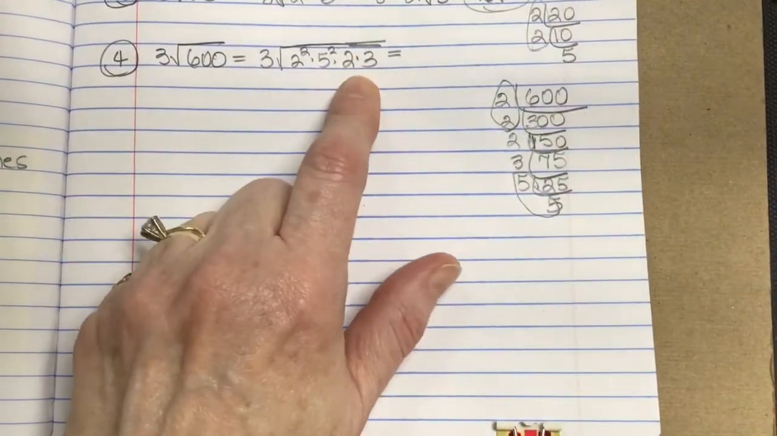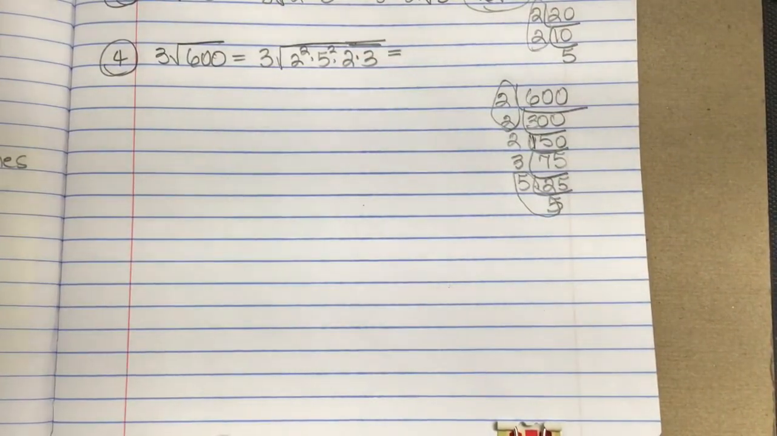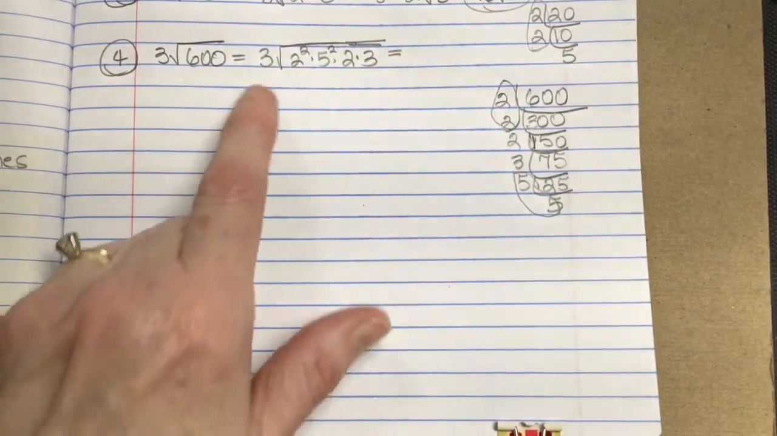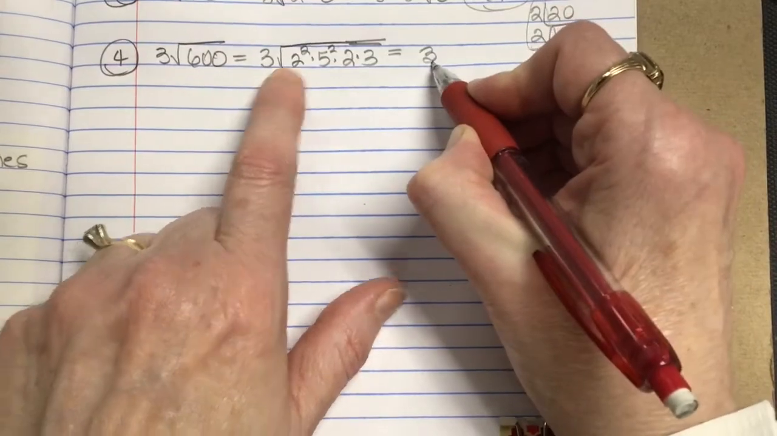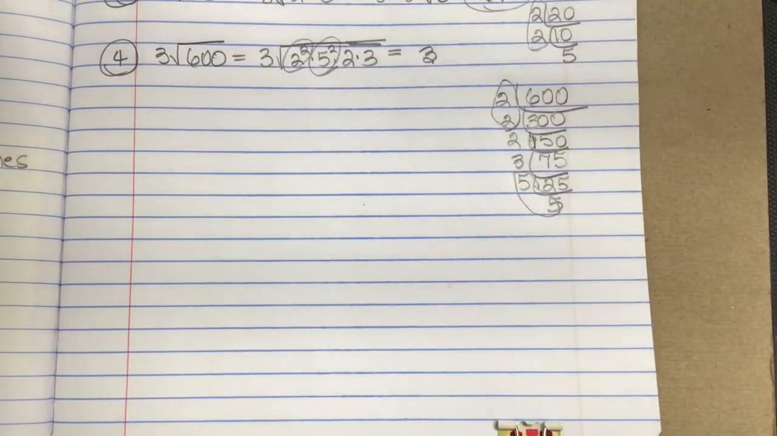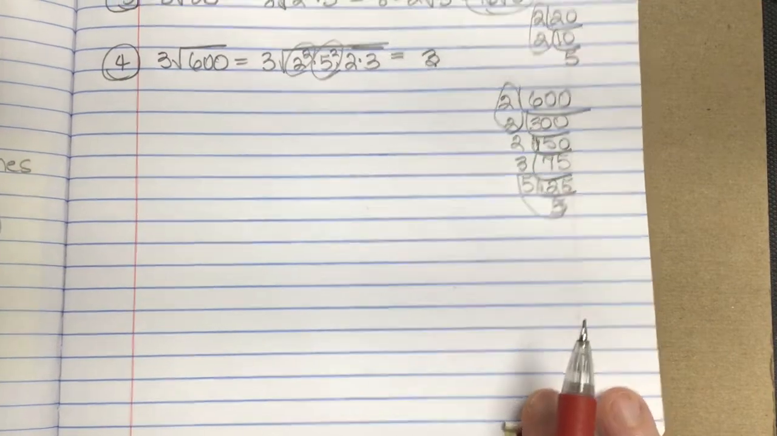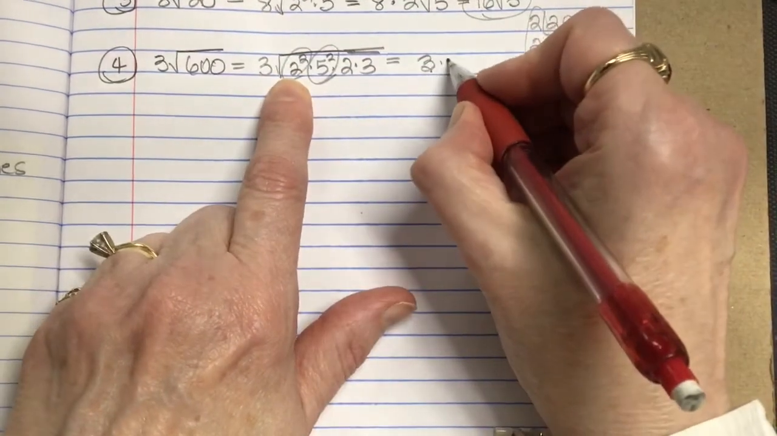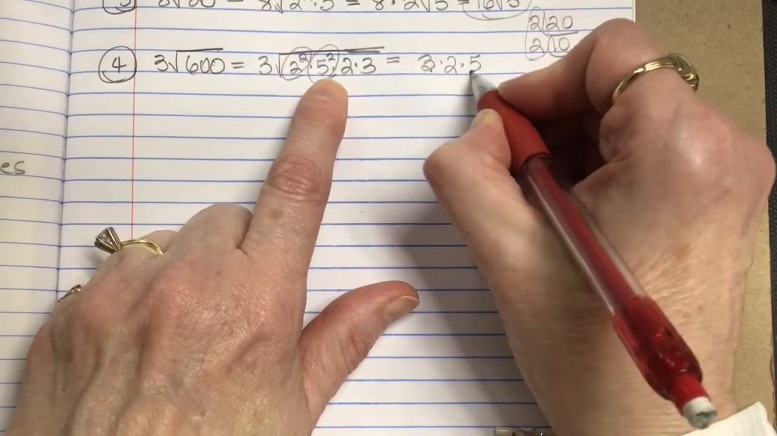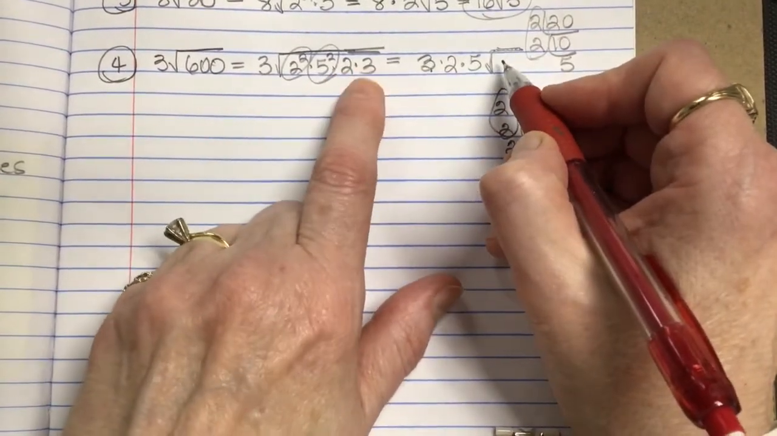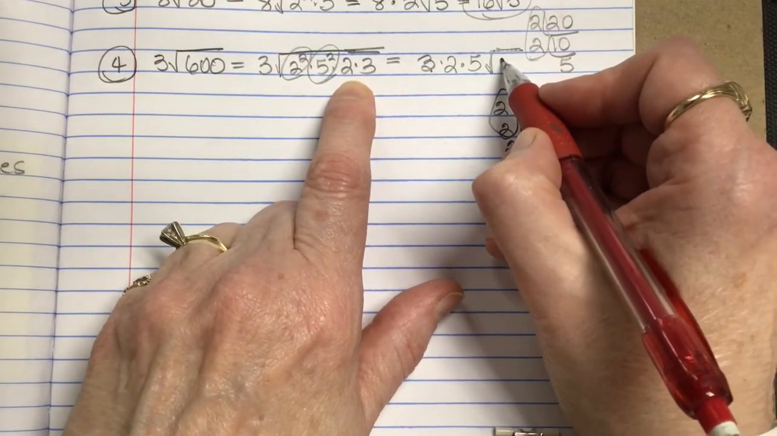Now, those are prime numbers. Yes, so that's what we wanted. We want everything under here prime. 2, 5, 2, 3. So I've got a 3 already on the outside. When I teach this, usually in Algebra 1 for the first time, I make them circle the perfect squares so that they remember they get everything out. So the square root of the 2 squared will be 2. The square root of the 5 squared will be 5. And what's left inside? What is that? 2 times 3 is 6.